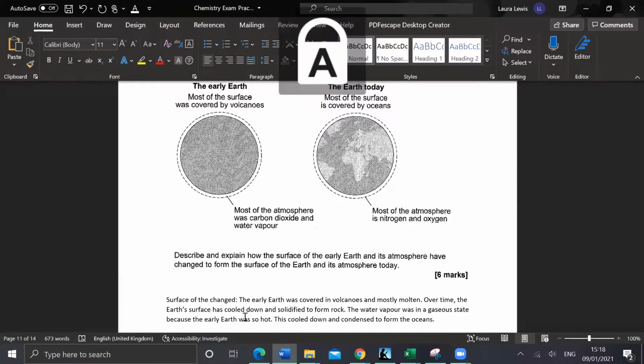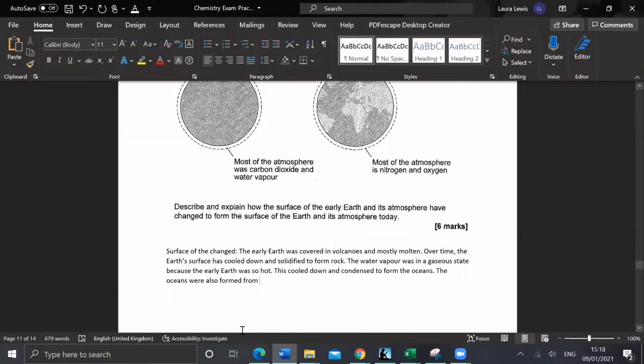The oceans, a little bit of bonus information here, were also formed from comets. They are made of ice and rock. There's a lot of water ice in a comet colliding with the Earth.